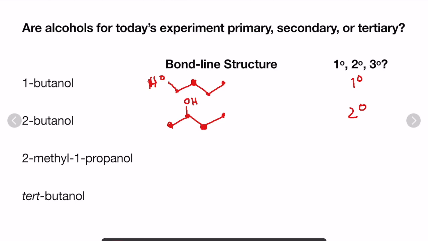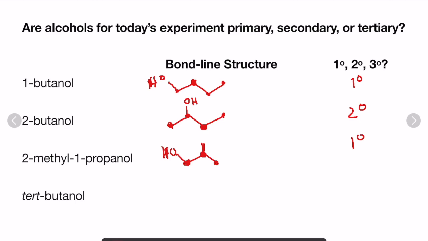And then we have 2 methyl, 1 propanol. Propanol is 3, or prop is 3. 1, 2, 3. 2 methyl, 1, 2. So we need a methyl group here. 1 propanol. OH gets attached to the first carbon. So if you look at the carbon attached to the OH group, it's only attached to one other R group. So this is also primary, even though it's got this branch part. But this branch part isn't directly connected to this carbon, so it's still primary.